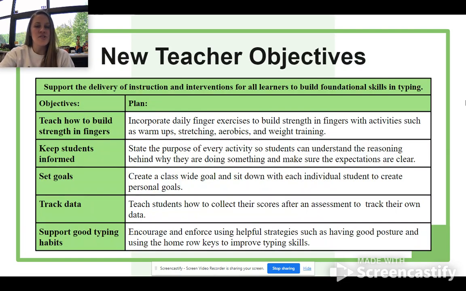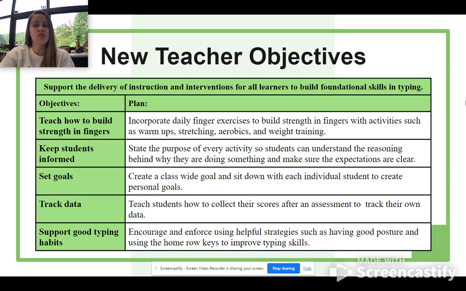With this new information, we were able to revisit our original teacher and student goals and reflect on the process so far. There were a few changes along the way that we thought would help students become more successful. We changed the overall goal of the teacher to support the delivery of instruction and intervention for all learners to build foundational skills in typing.